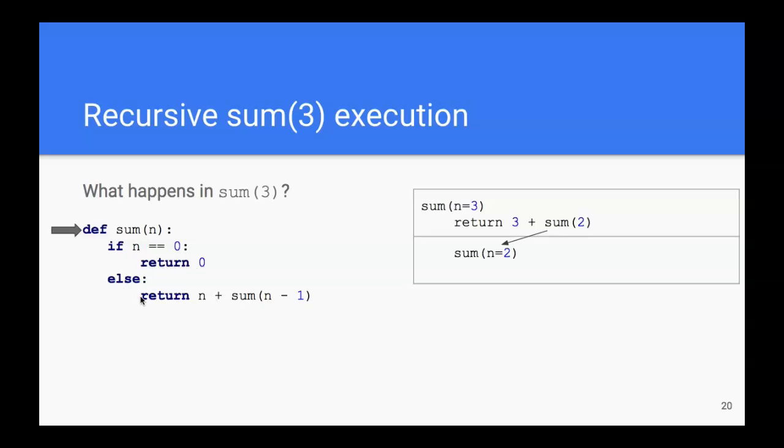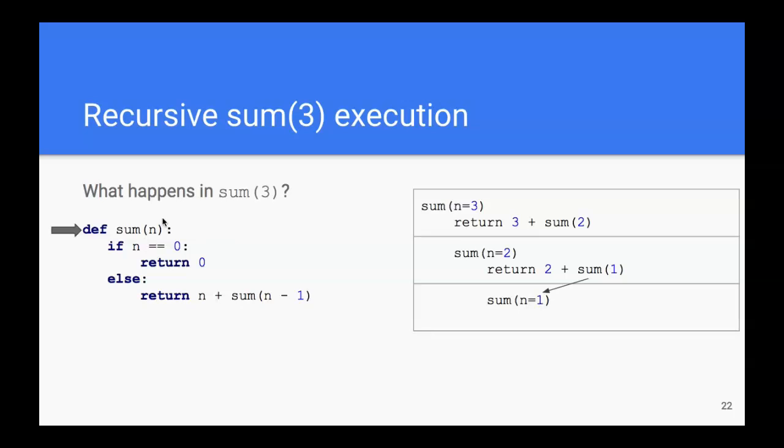So again, it will come to this line. And what we have here now is n is 2. It will return 2 plus sum of 2 minus 1, which gives us a 1. And again, we cannot return yet because we have to calculate sum of 1. So we come into sum, and now n is 1.